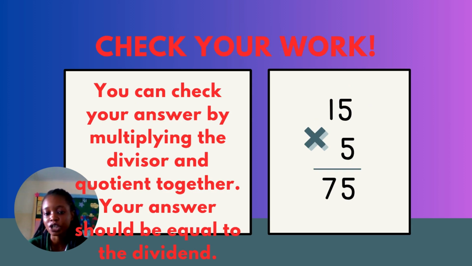After dividing, you can always check your answers by multiplying the divisor and your quotient together. Your answer should be equal to the dividend, just like what we did. Our quotient from our previous calculation was 15, so we multiply it by our divisor 5, and we can see we got 75, which is the dividend. So that means we are correct.